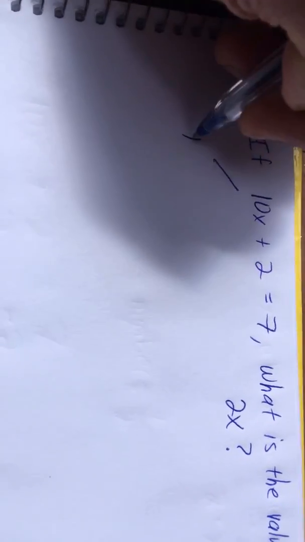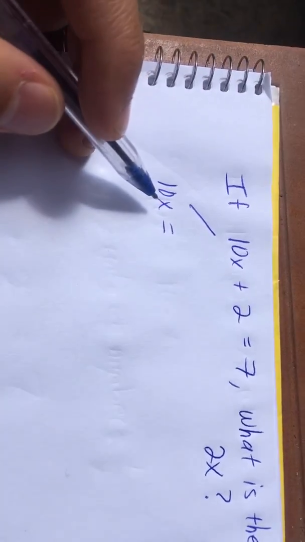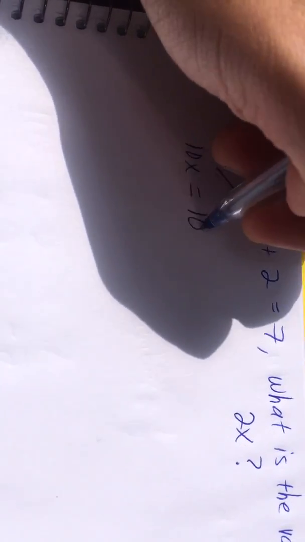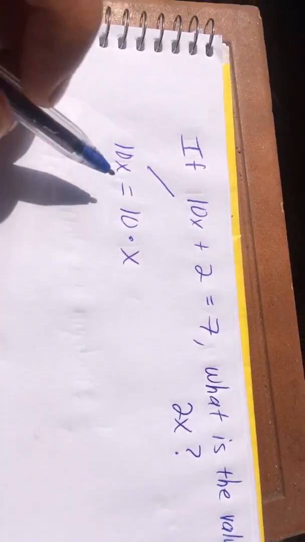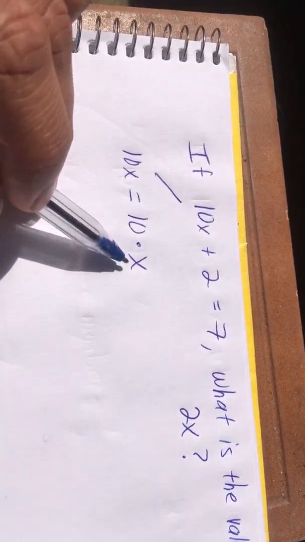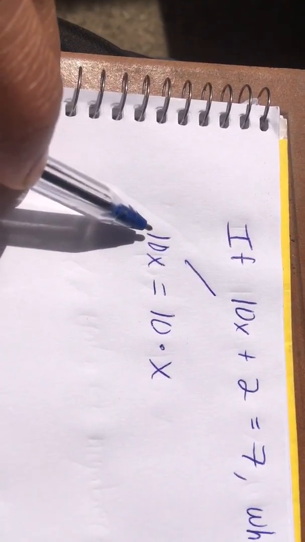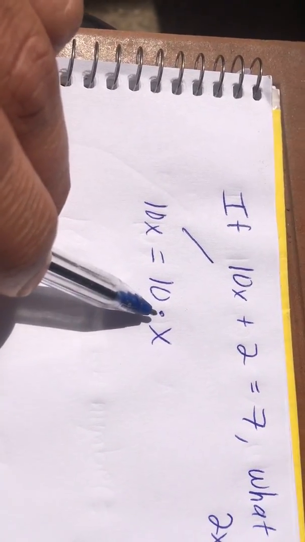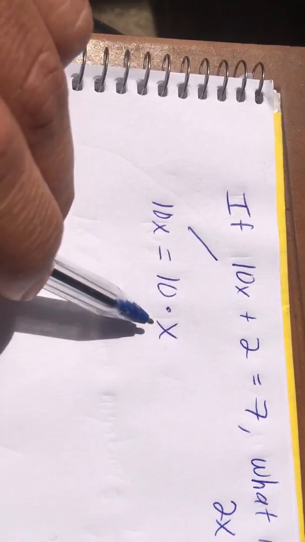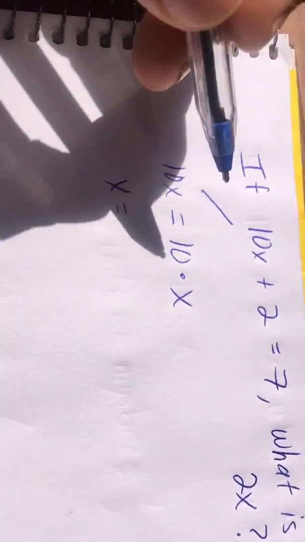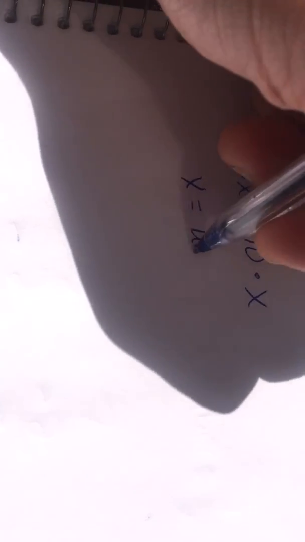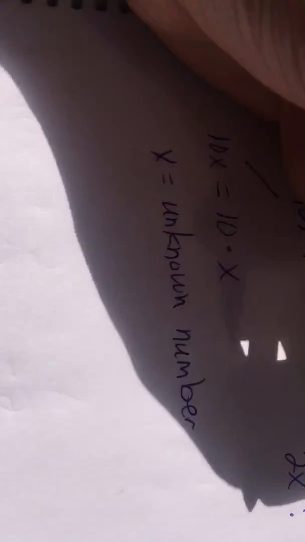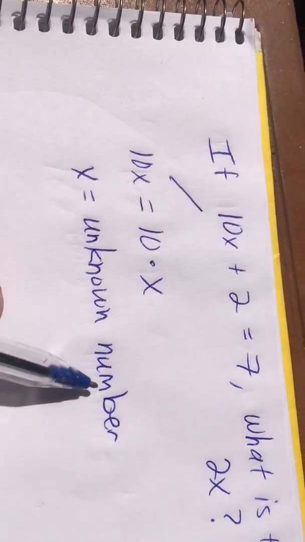When we see 10x, what does that really mean? 10x means 10 times x. So whenever it's 10 times x, for shorthand notation, you'll see this written as just 10x. This means 10 multiplied, or 10 times x. Okay, so what is x? X just represents some unknown number. Okay? X is some unknown number.